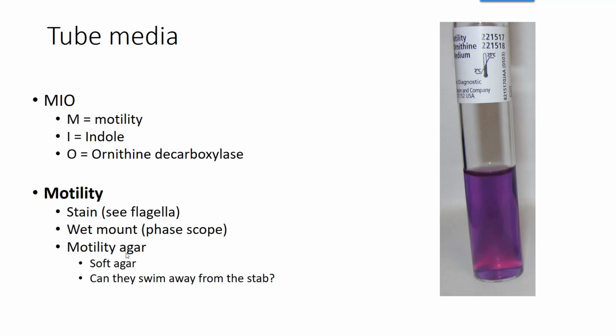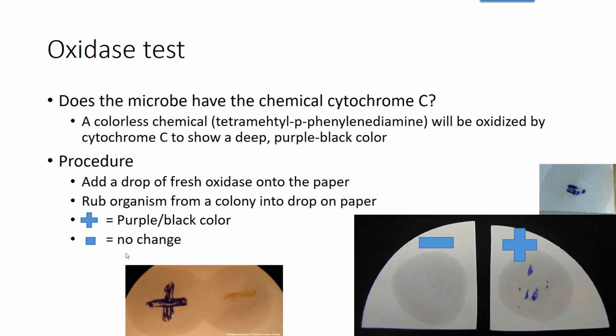Now, the last test, and this actually kind of gives you your results as well, and I put the results down in the table itself, is we're looking to see if your bacteria has a chemical called cytochrome C. How we do this is we take just a little snippet of filter paper, put a drop of the enzyme oxidase on it so you can see the wet spot, and we take a loop and rub some of your bacteria right on that little wet spot on the filter paper.